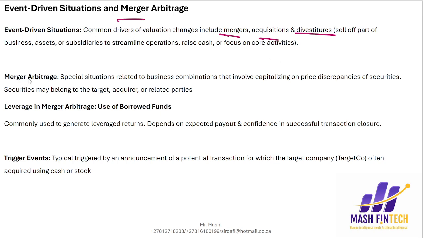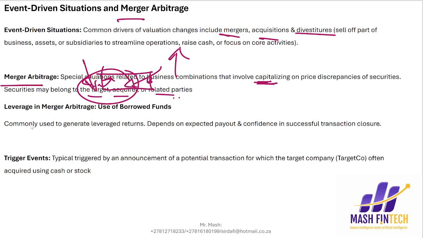Okay. Your merger arbitrage is a special situation related to business combinations that involves capitalizing on price discrepancies of securities. So these securities may belong to the target, the acquirer, or related parties. If you have two companies, a target company and an acquirer company, these companies might have different values. Chances are, if you're an acquirer, you're a big company, you have shares that have a higher value. And if you're a target company, chances are, if someone is targeting you, it means they consider your value to be less, such that when you come together, the value of this company is going to move in an upward direction, and the value of this company is going to move in a downward direction. They meet in the middle, where the target company has a relatively higher value, right? So that's the concept of merger arbitrage, which we're going to discuss in detail just now.